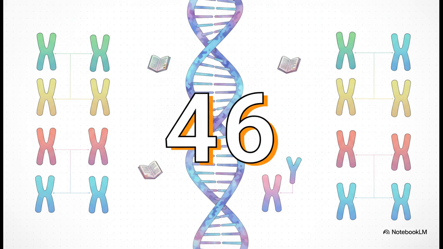Now, the first 22 pairs, so 44 chromosomes in total, are called autosomes. They hold the code for the vast majority of your body's traits. But it's that final 23rd pair, the sex chromosomes, that actually determines biological sex.